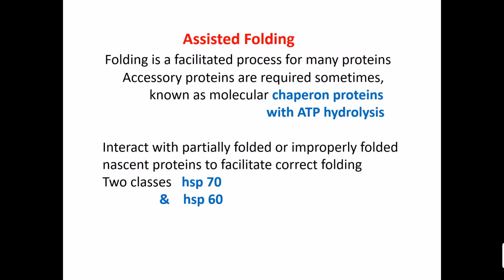Now come to the assisted folding. Sometimes some proteins need assistance, and for them folding is a facilitated process, and for this facilitation they need protein molecules known as chaperone proteins, which function with ATP hydrolysis. And these chaperones interact with partially folded or improperly folded nascent proteins to facilitate correct folding.